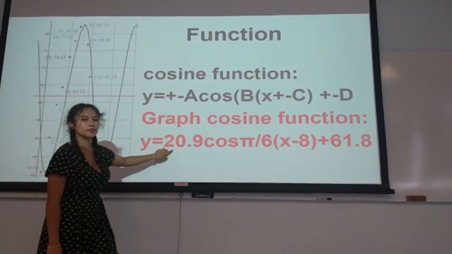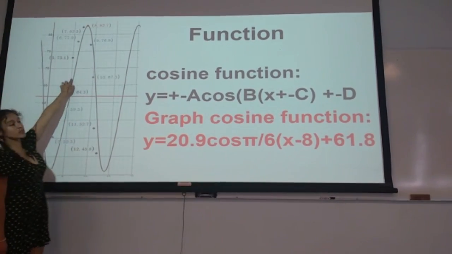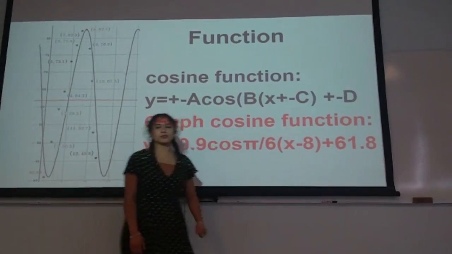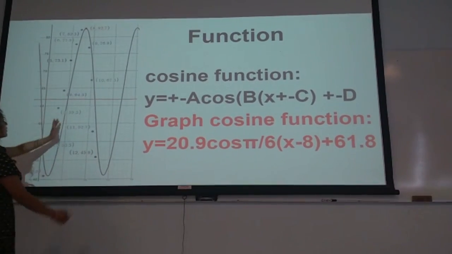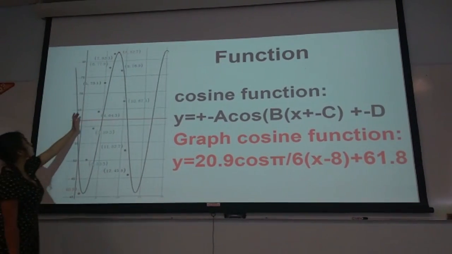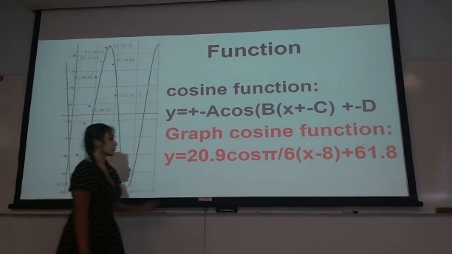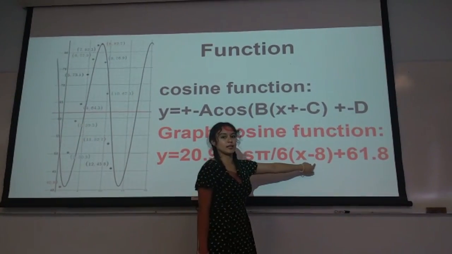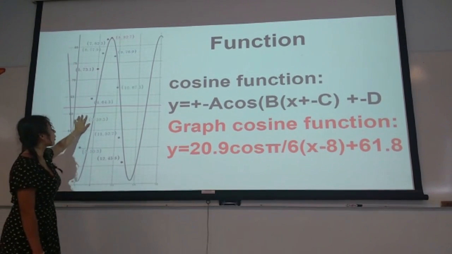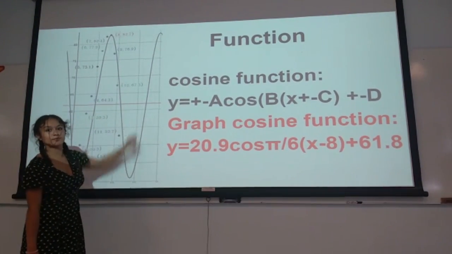The value of A is positive, so this means this cosine function is positive and the graph stretches vertically. The letter B equals pi over 6, and since this value is between 0 and 1, the graph stretches horizontally. The value of C equals 8 units to the right from the y-axis to the maximum value, so in the function it has to be with a negative sign. Finally, this function shifts vertically 61.8 units upwards as the symmetry axis equals 61.8 units.